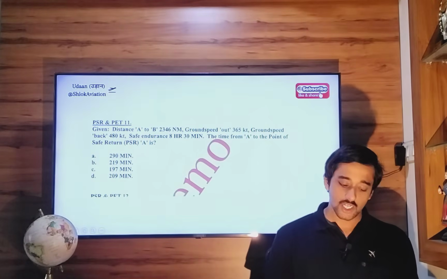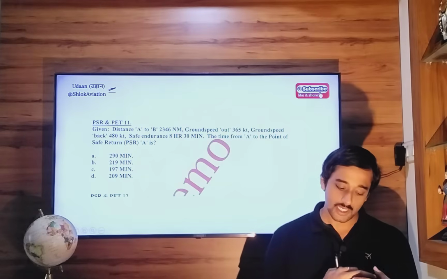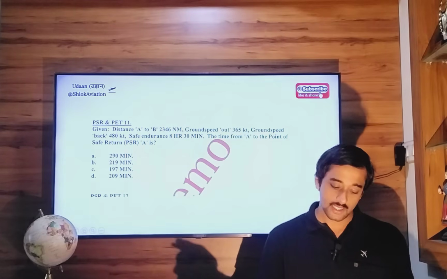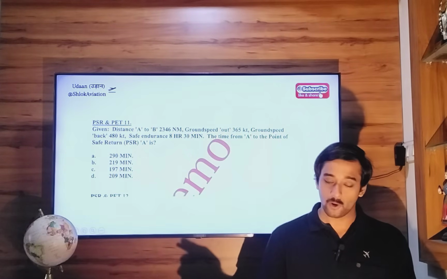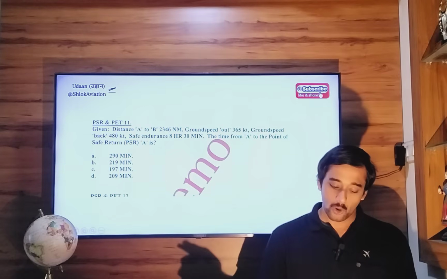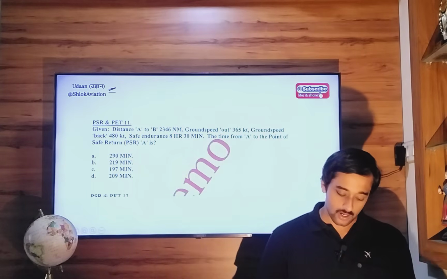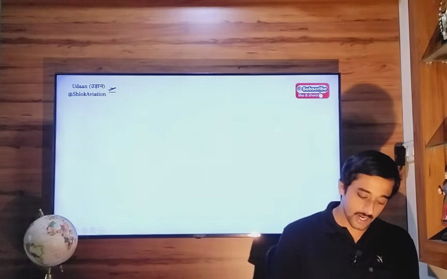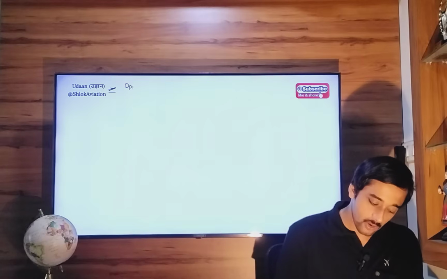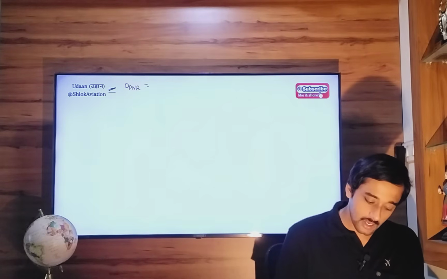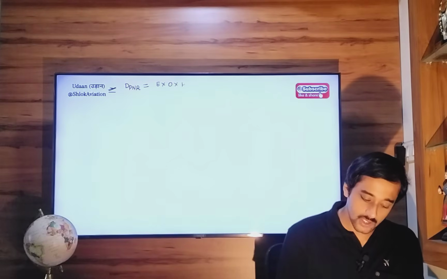Distance between departure and destination is 2346 miles. Outbound speed is 365. Homebound speed is 480. Endurance 8.5. The time from point A, which is your departure point, to the point of safe return is what? So let's use the formula directly. Distance to point of no return equals endurance into outbound speed into homebound speed divided by outbound plus homebound.